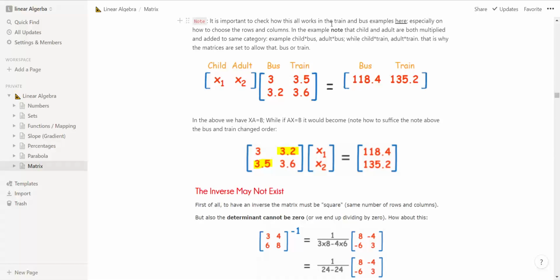It's important to check how this all works in the train and bus example here, especially how to choose the rows and columns. In the child and adult example, both are multiplied and added to the same category. For example, child multiplied by bus, adult multiplied by bus. So you would multiply child by bus, then child by train in the second row, and so you would multiply by bus and train for both the child and the adults.